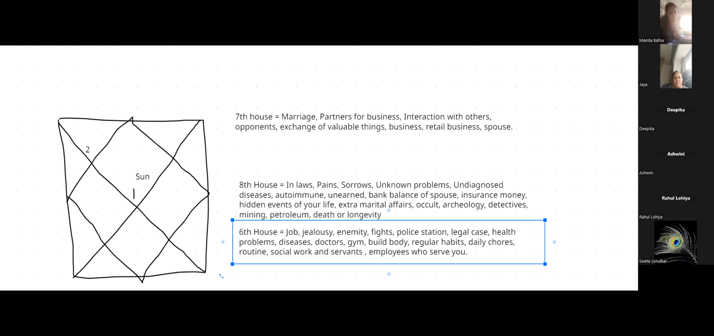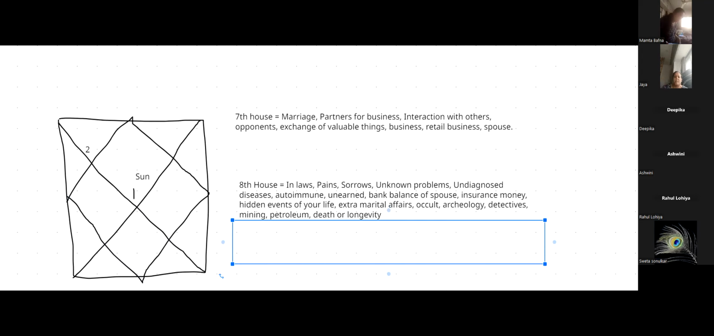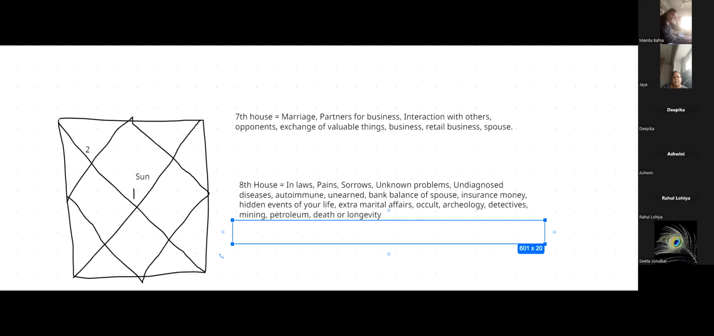Then you have 9th house. So once you have married, let's say you have settled down with your in-laws, your husband, everything, right? Immediately you want to go for honeymoon. Abroad. If it is abroad, it is 9th house. If it is within India, it will be 3rd house. Remember short travels.